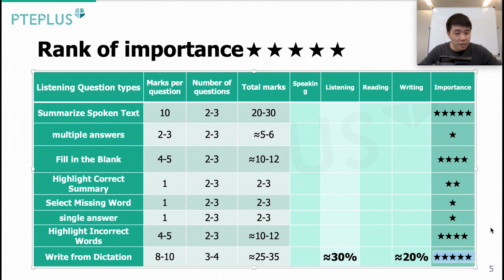And if we calculate the total marks of every single question in the entire listening section, we'll see that we have 4 major question types. The first 2 would be the aforementioned summarized spoken text and writing dictation, and the other 2 would be fill in the blanks and highlight incorrect words. It's not to say that the multiple choice questions are not important, but they're just not as heavily weighted as the 4 major question types. That means in the actual exam, we need to allocate our time more heavily towards the major question types instead of the multiple choice ones.